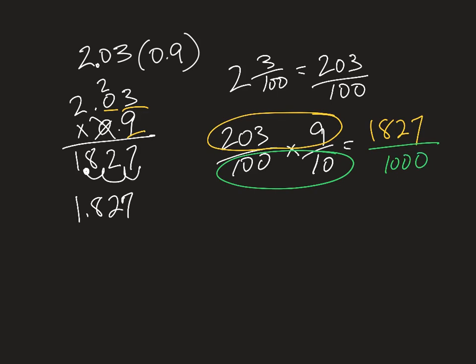So if we convert 1,827 over 1,000, we get 1.827. So that's why that algorithm holds: you just go ahead and multiply as if there are no decimals, get your result, and then count the number of decimal places you have and move over. Because that's essentially what's happening underneath when you do it as fractions, when you do that multiplication in equivalent fraction form.